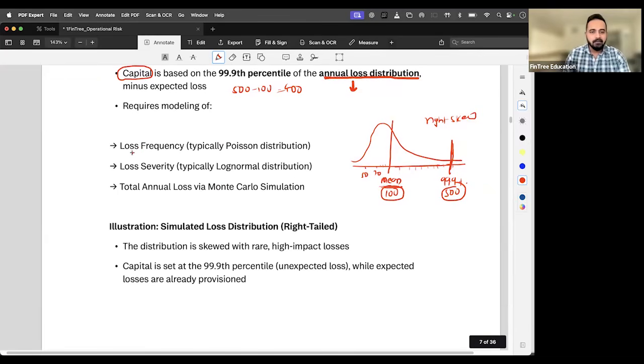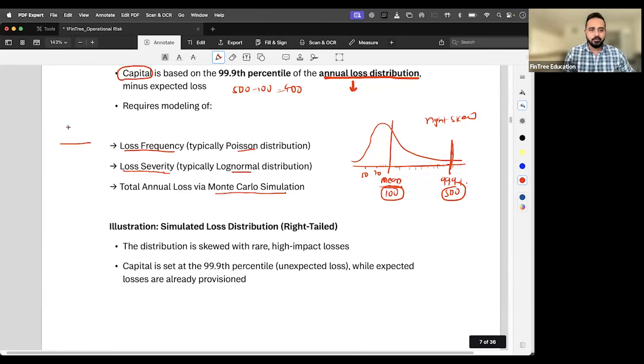So which means we need to be able to forecast loss frequency, we need to be able to forecast loss severity, and then once I have these two variables, loss frequency means how many times will I have events like this? How many times will I have the losses? Loss severity means, okay, this year I'm having losses 2 times, but how much? Will it be $50 million, $100 million? So this will come from log normal distribution, and then we'll run the popular Monte Carlo simulation, right?